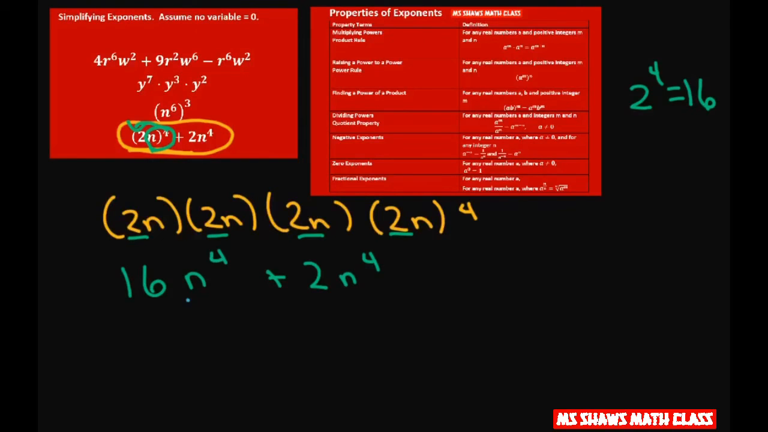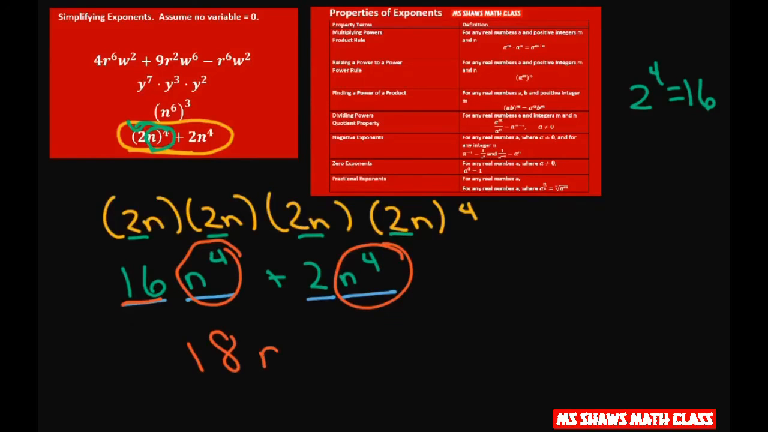Since these are like terms, we can add them up. We have 16 of these plus 2 of these, which is 18 of these. And our these happen to be n to the 4th. So that's your final answer.